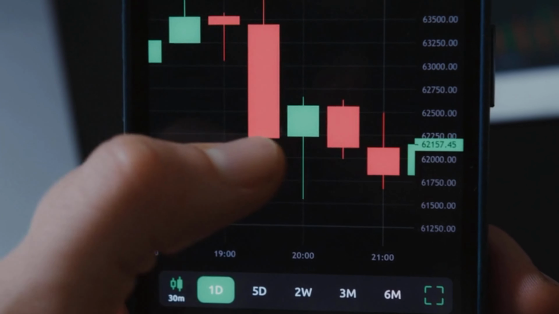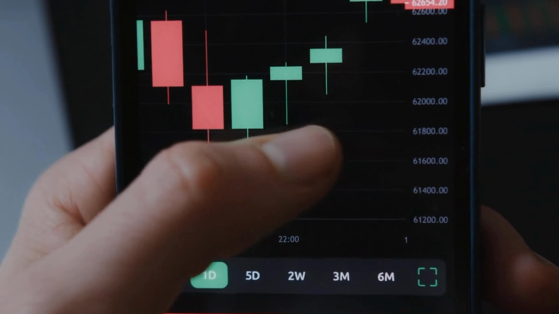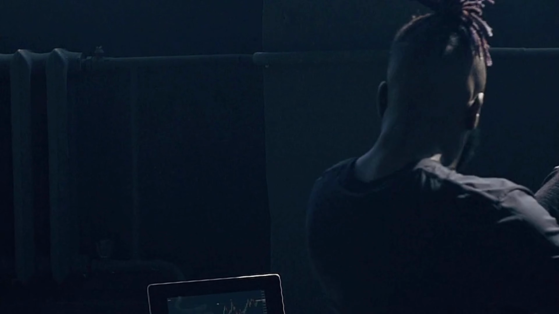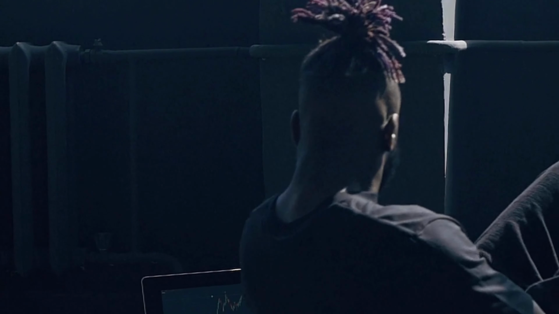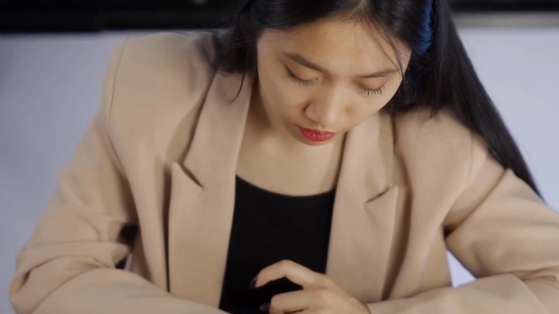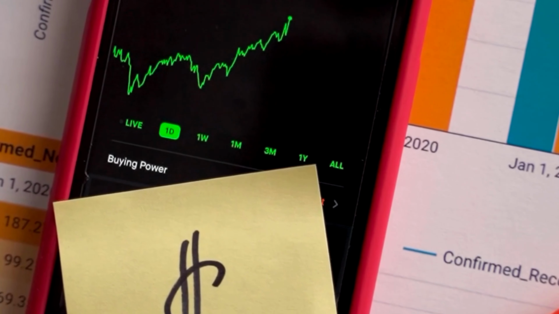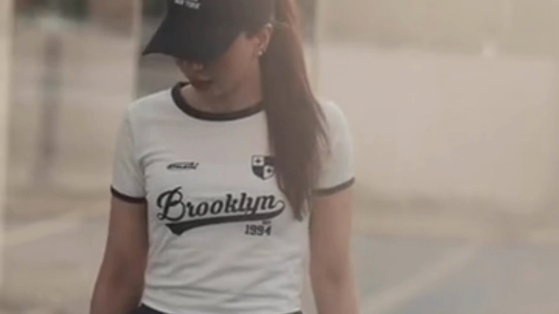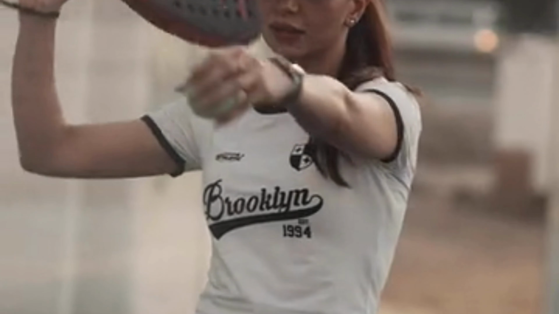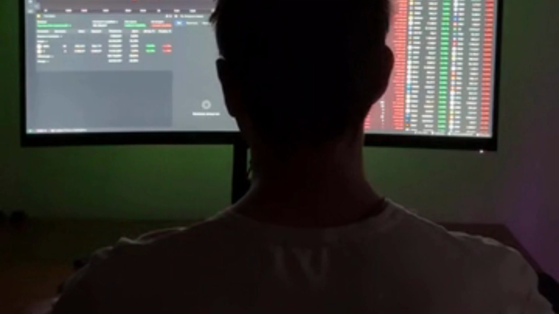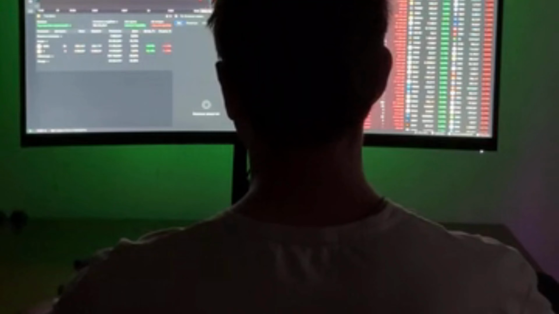The biggest mistake 90% of traders make: overtrading. Taking 20 trades a day chasing every candle is a recipe for disaster. Professionals wait for quality setups instead. 2 or 3 solid trades can outperform 30 random ones. Next time you're tempted to click buy or sell, ask yourself, does this meet my rules? If not, skip it. No trade is better than a bad trade.